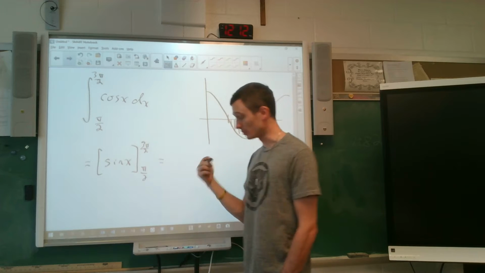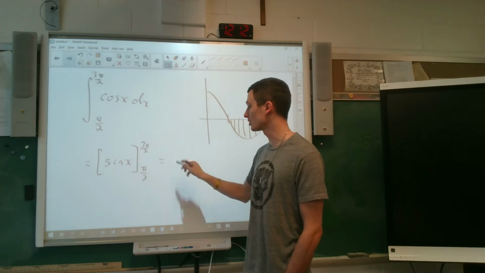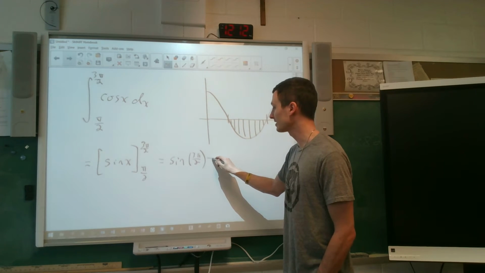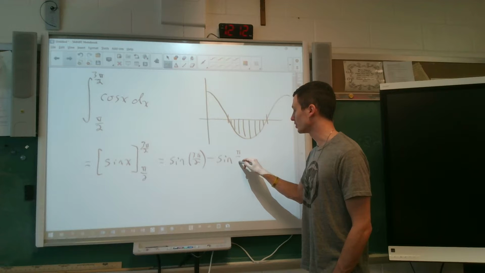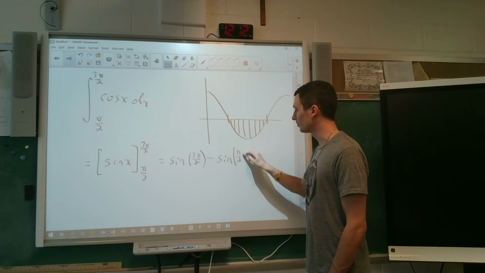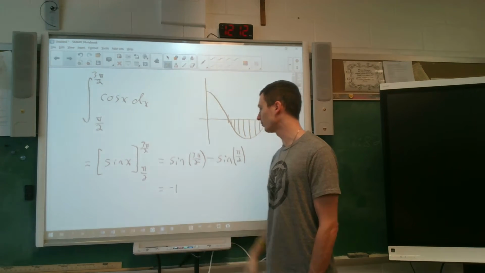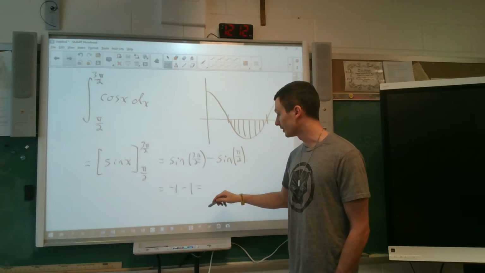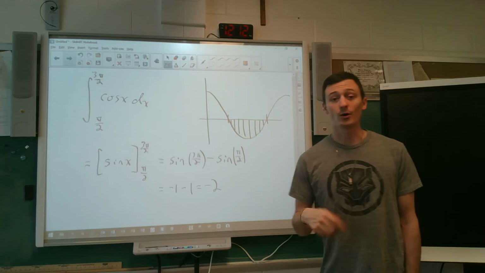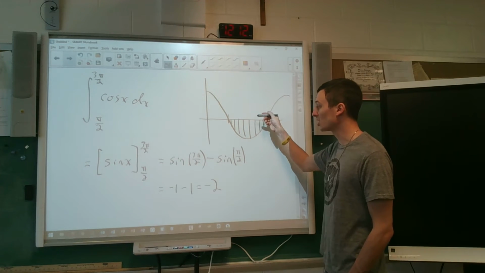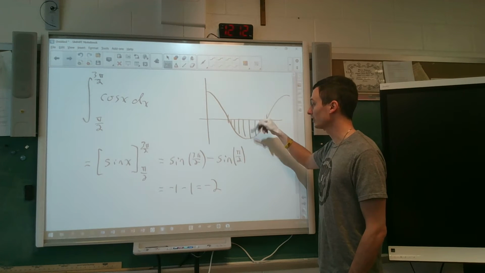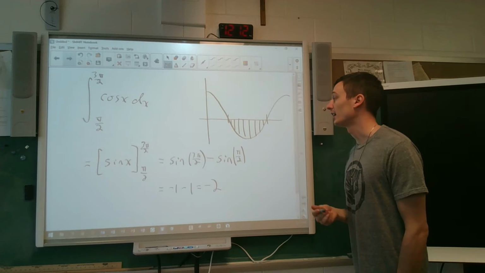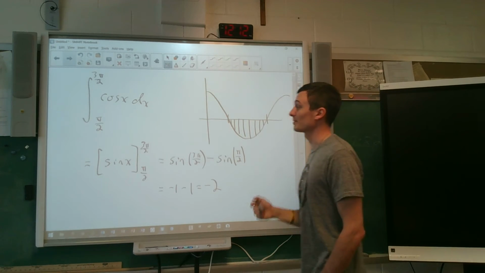Now if I substitute, using the fundamental theorem of calculus, 3 pi over 2 into this, I get the sine of 3 pi over 2 minus the sine of pi over 2. The sine of 3 pi over 2 is -1. The sine of pi over 2 is +1. Well, this is interesting. This is -2. Now, why is it negative? Because area shouldn't be negative. Well, it's because we're looking at the area under the x-axis. So if we look at the area under the x-axis, it's negative area.